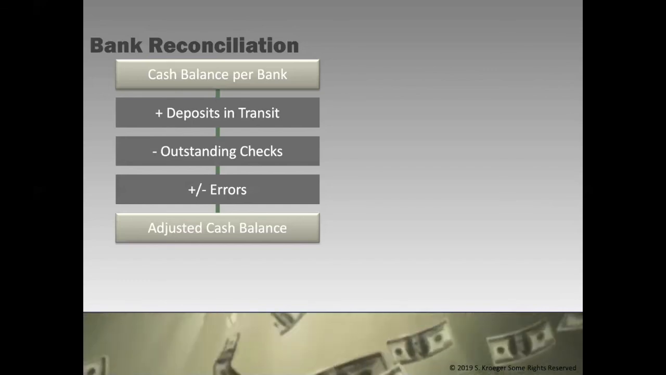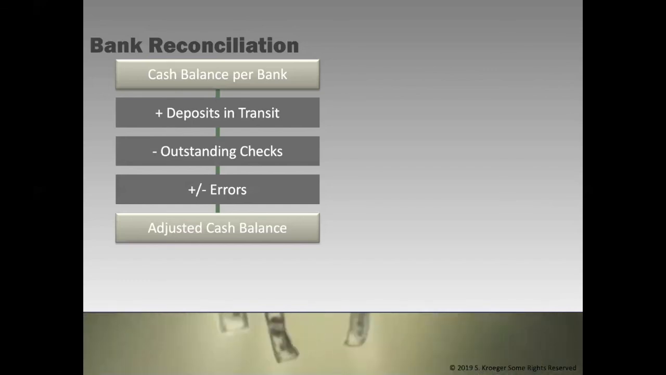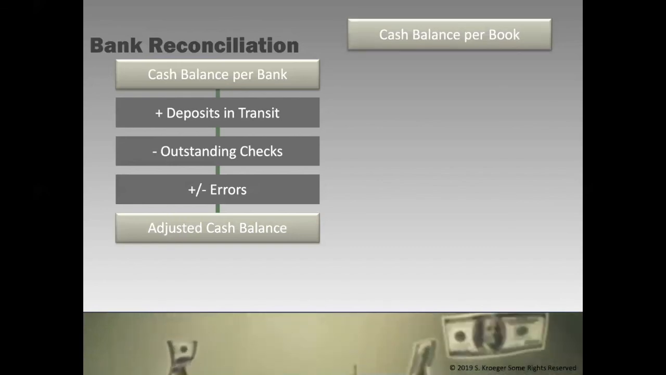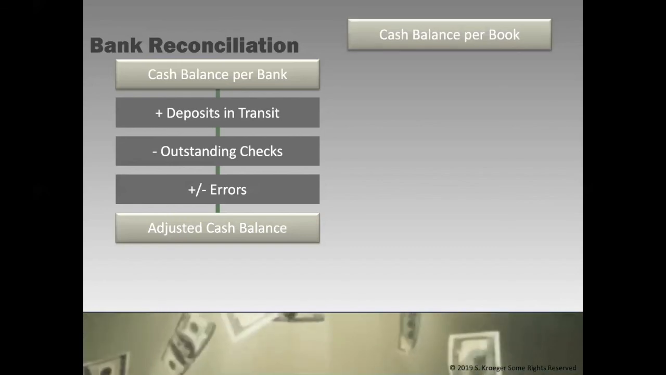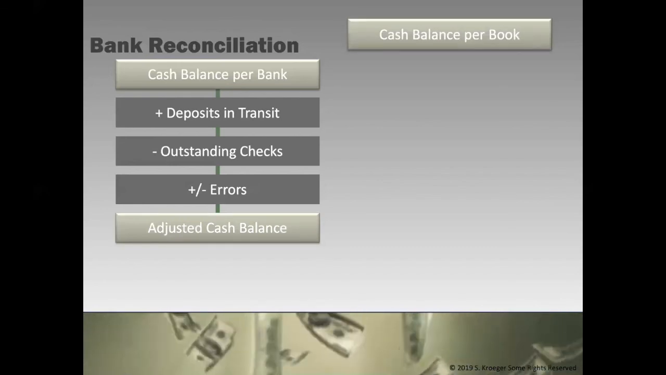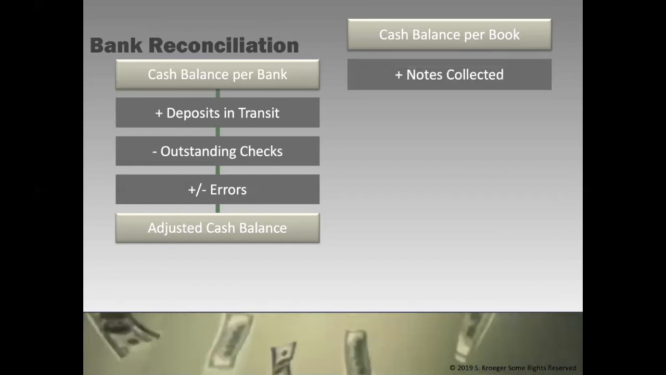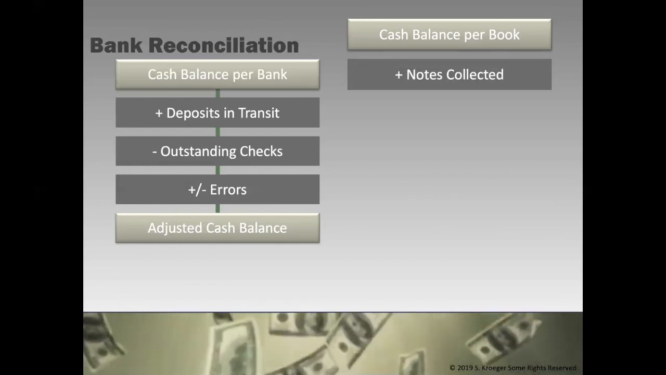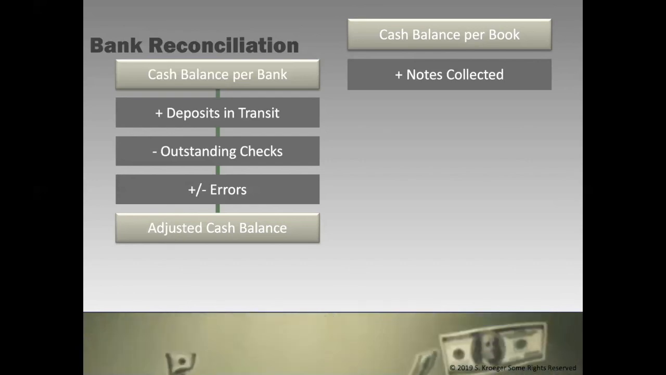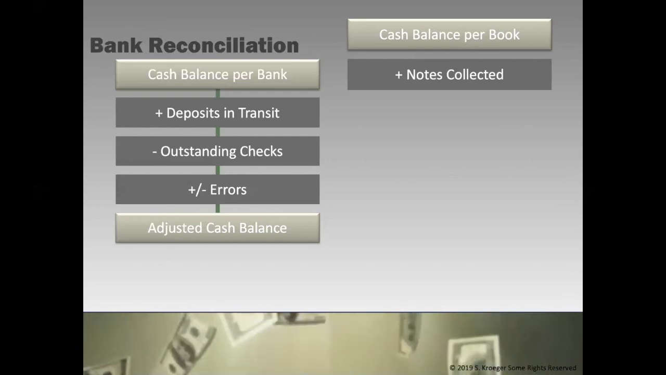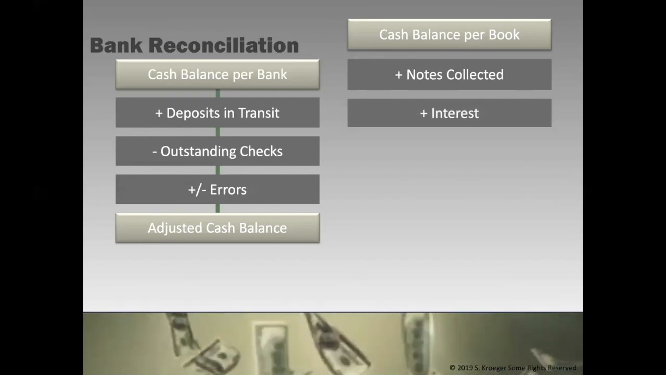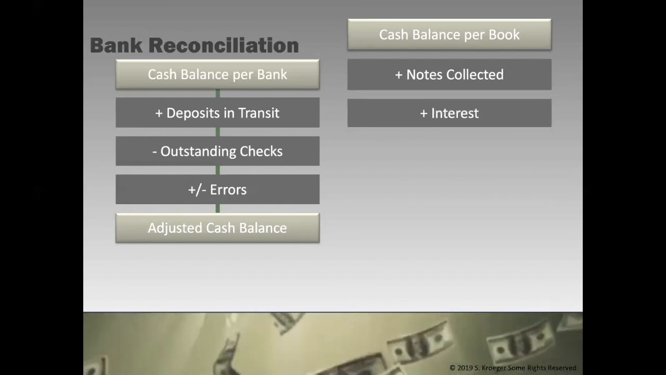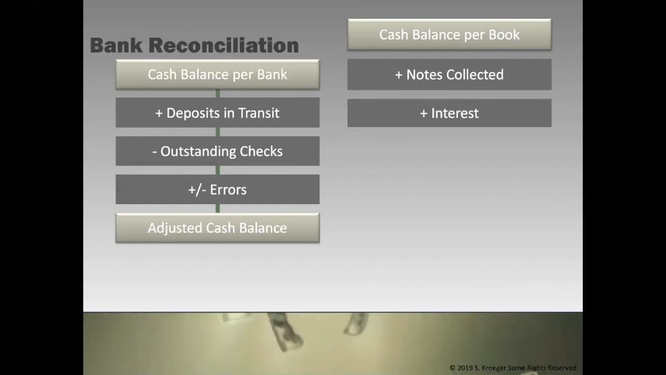The next thing we have to do is update our books to any transactions that happened in the bank that we were not aware of. We'll need to get the cash balance per books, which is your general ledger balance for your cash account. You would add any notes collected. This means if any deposits were made on behalf of you into your bank account, you would have to add that in. Next, any interest. If the bank gave you a deposit of interest, you would have to add that into your books to update your book side.